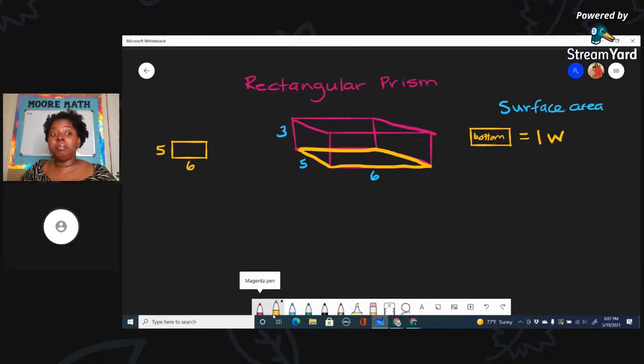So we're going to do length times width. Okay, so this is the bottom, right? We're taking the bottom. What is the length here, or the longest side? 6. So good. And what's the width? So we have 6 is the length, and what's your width?